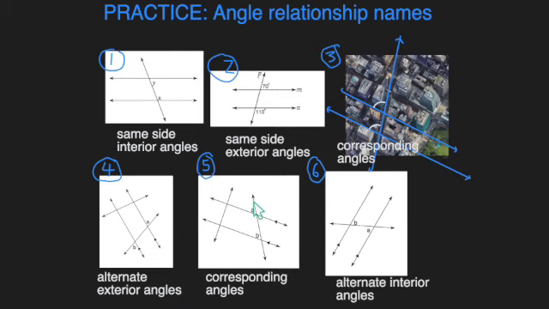Number 5, my two angles are on the same side of the transversal. One is outside and one is inside the parallel lines, so they are corresponding angles. Number 6, my two angles are on alternate sides of the transversal and both inside the parallel lines, so they are alternate interior angles.